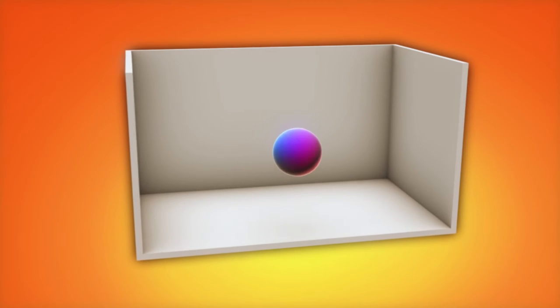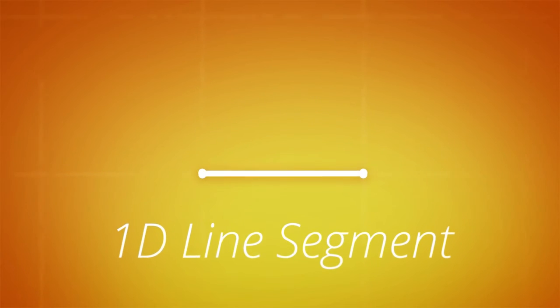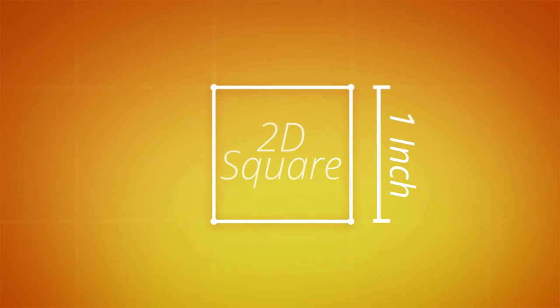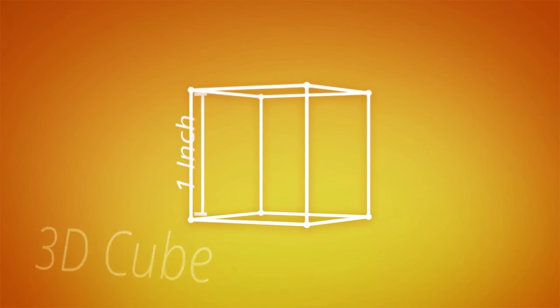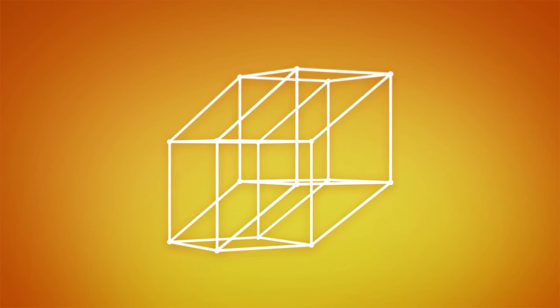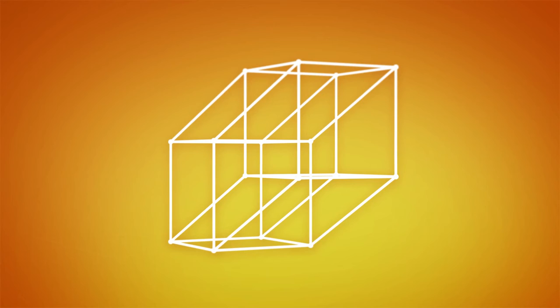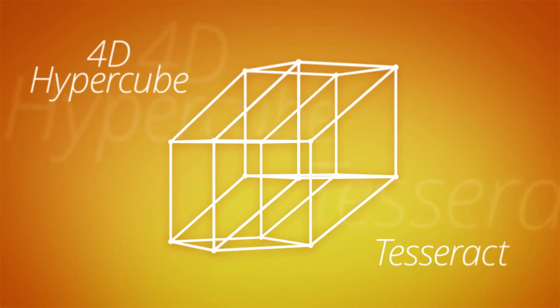Let's look at one more way of representing a 4-dimensional object. Let's say we have a point, a 0-dimensional shape. Now we extend it out 1 inch, and we have a 1-dimensional line segment. Extend the whole line segment by 1 inch, and we get a 2D square. Take the whole square and extend it out 1 inch, and we get a 3D cube. You can see where we're going with this. Take the whole cube and extend it out 1 inch, this time perpendicular to all 3 existing directions, and we get a 4D hypercube, also called a tesseract.